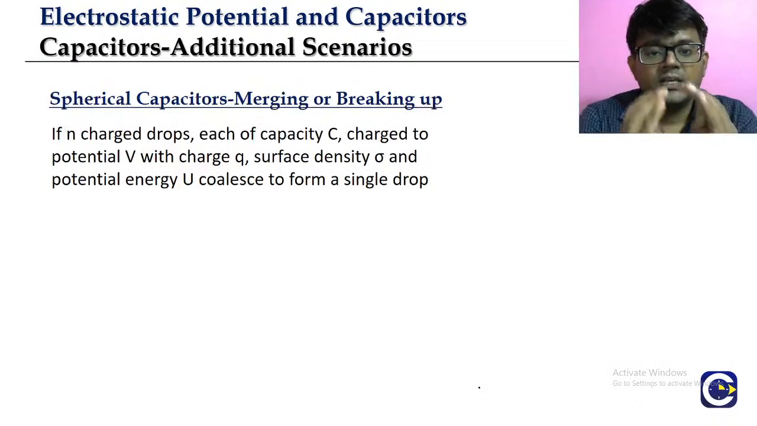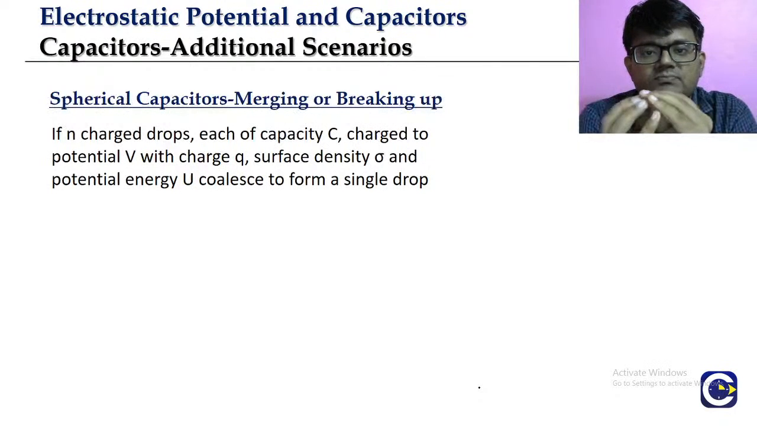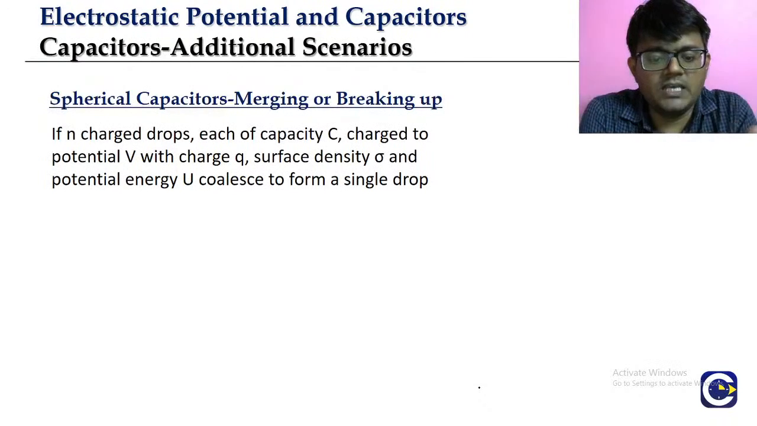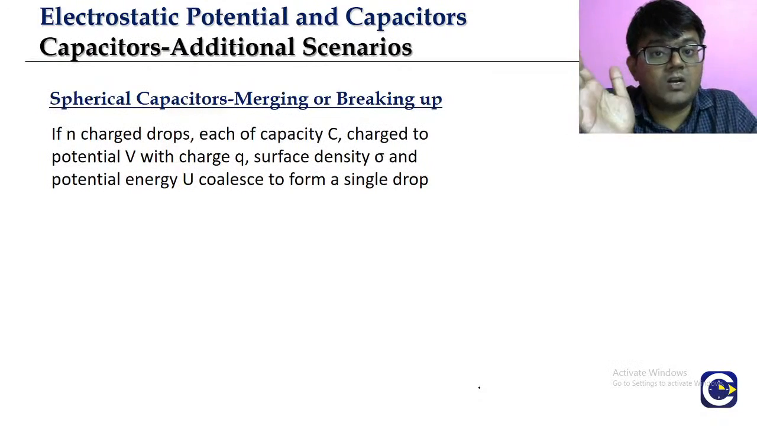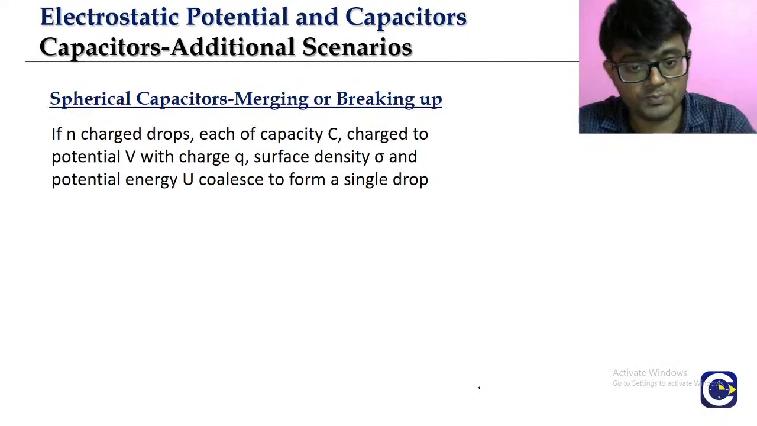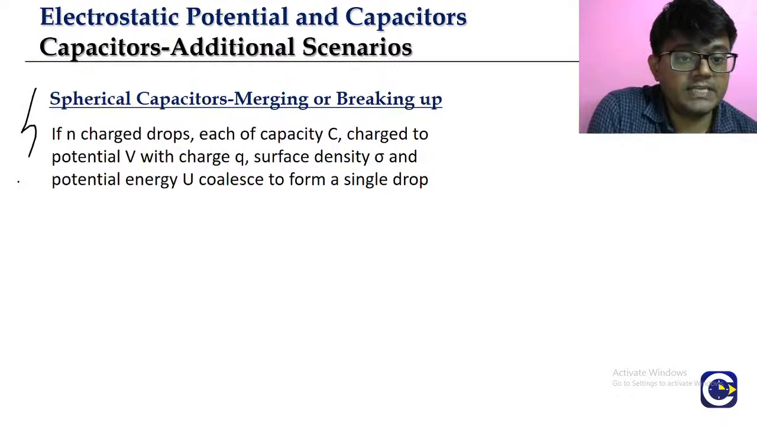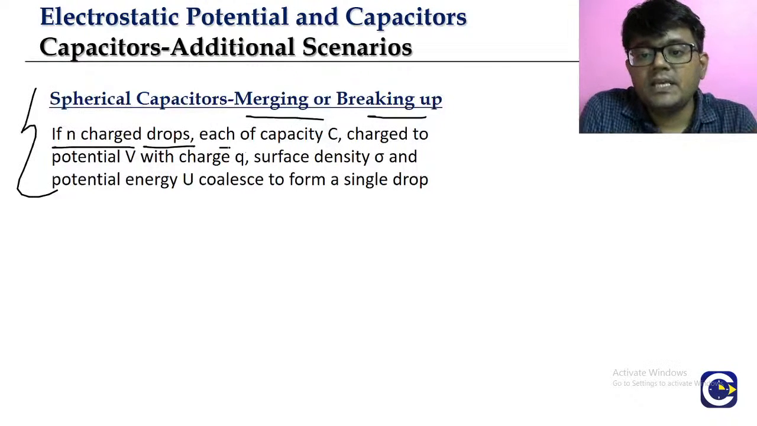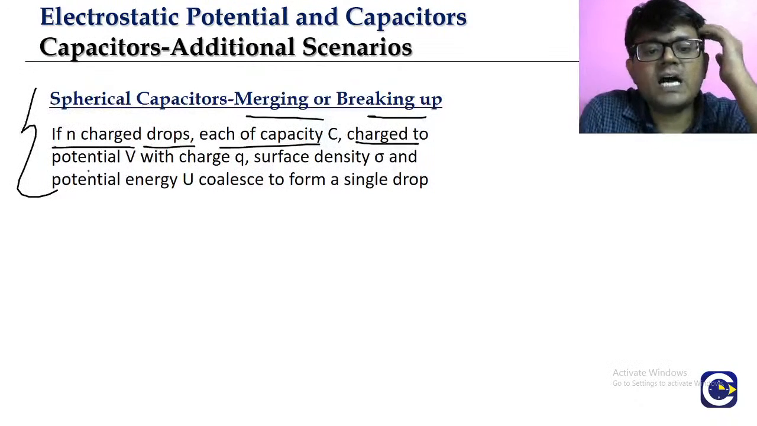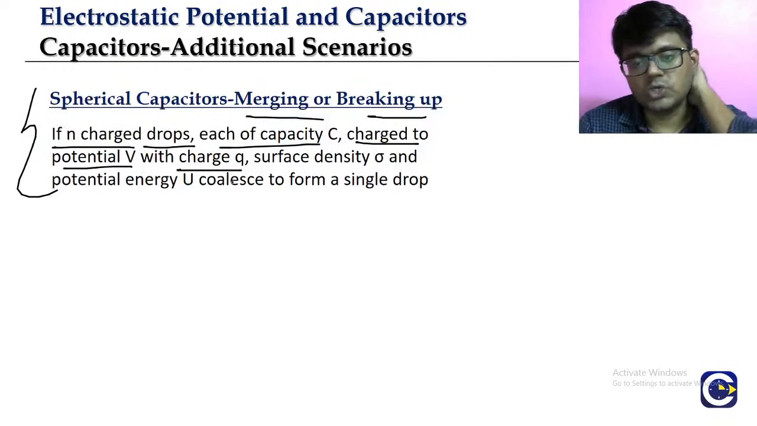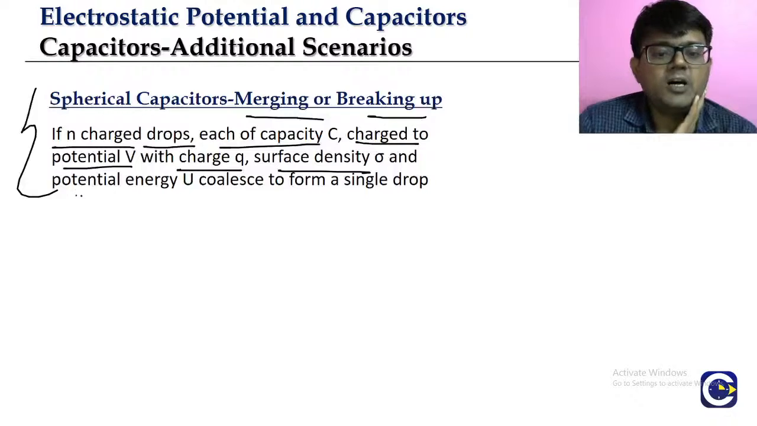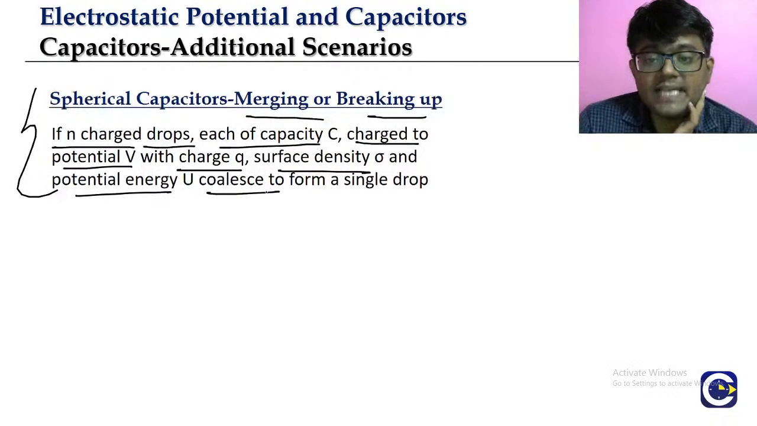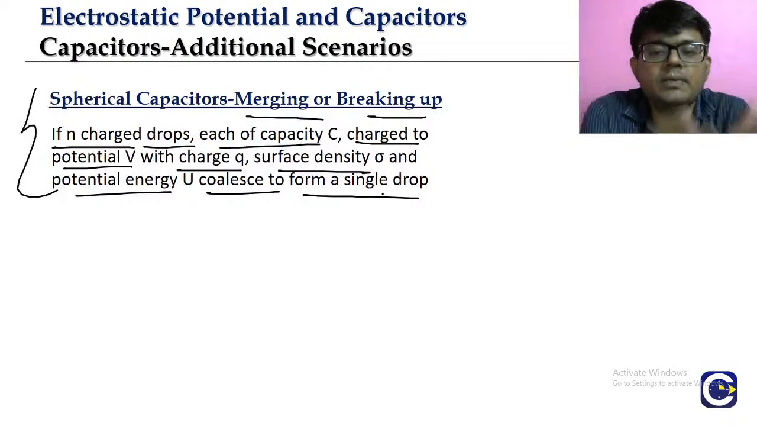Here, look, each drop is like a spherical conductor. If you have small drops, we can merge them and make a bigger drop. If you have a bigger drop, we can break it and form small drops. So this is an interesting case: merging or breaking up. Here, n charged drops, each of capacitance C, charged to a potential V with a charge Q, surface charge density sigma, potential energy U. They coalesce to form a single drop.